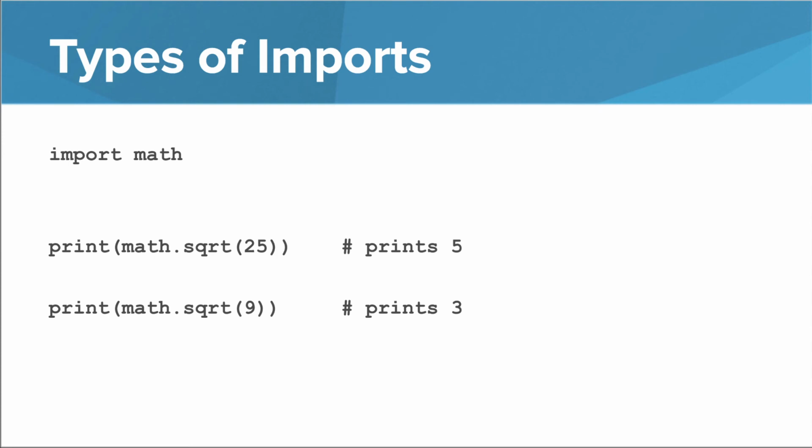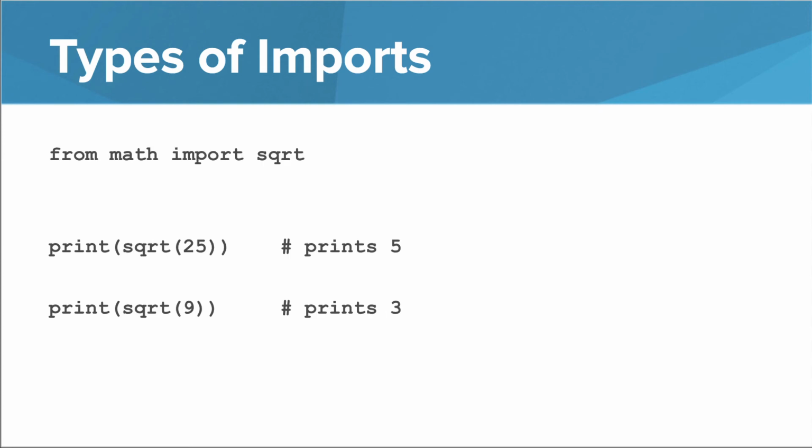But we can actually pick particular names to import from the math module. We can say from math import sqrt. And now sqrt is a name that exists inside of our program. We can print out the square root of 25, square root of 9, and this will actually print 5 and 3. sqrt is now a name that exists in the current namespace. We can also import multiple names. We can say import sqrt and pow, and now sqrt and pow are both functions we can call without needing to say math.sqrt or math.pow.